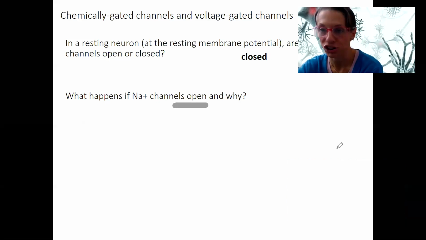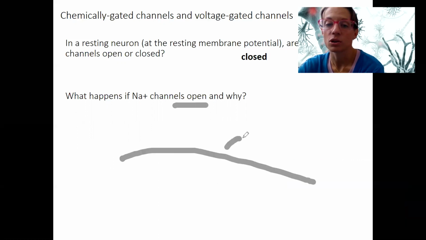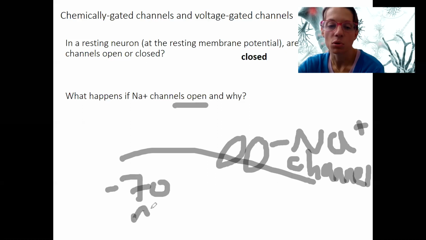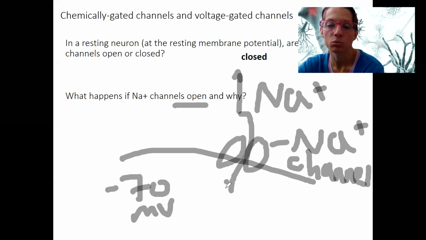This is a really good question. You should be able to answer it. What happens if you've got a neuron at rest and there is a sodium channel that opens? Is something going to happen? Yes. Sodium will flow into the cell down its electrochemical gradient. It's negative inside the cell. There is more sodium outside of the cell, a whole lot of sodium. So if this channel opens up, sodium is going to rush into the cell down its electrochemical gradient.